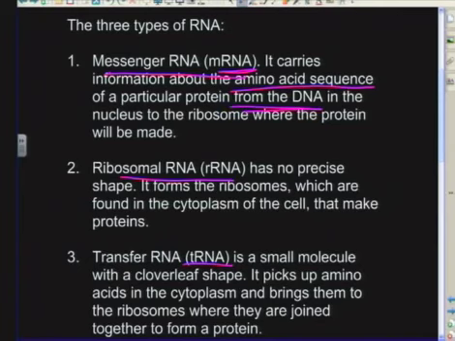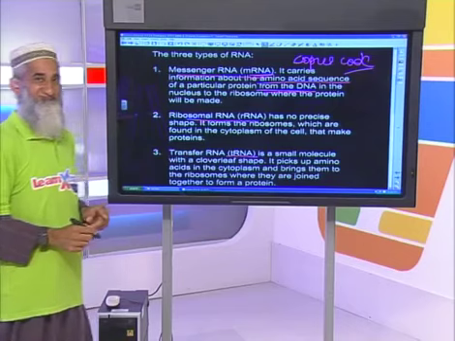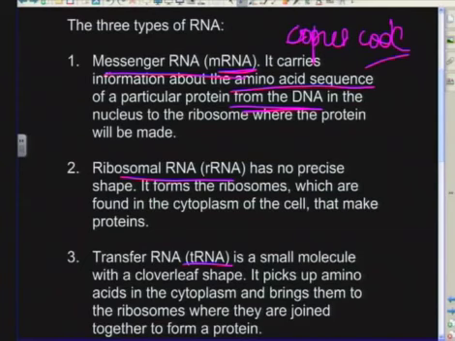In other words, messenger RNA copies the code from the DNA. That's the first thing. And we're not going to go into detail now because we'll go into that detail later. Ribosomal RNA doesn't have a real shape as such, but it forms the ribosomes, and the ribosomes are formed in the cytoplasm of the cell and make proteins. In other words, ribosomes are the site of protein synthesis.